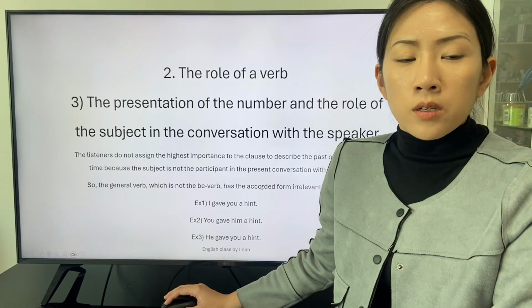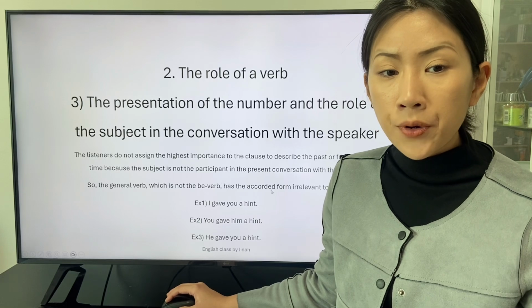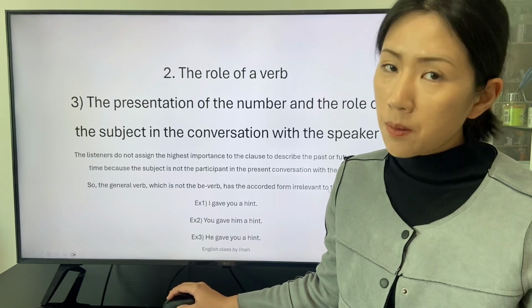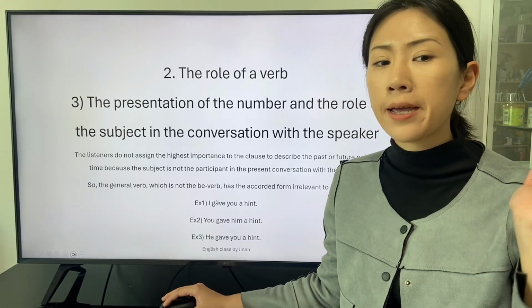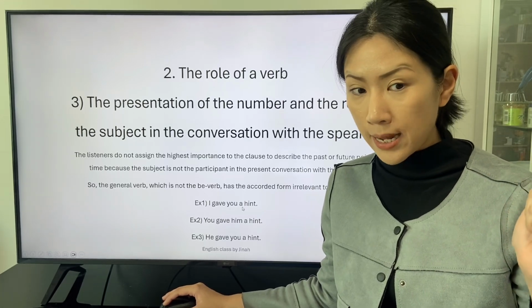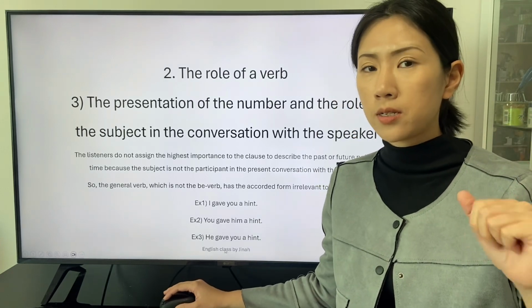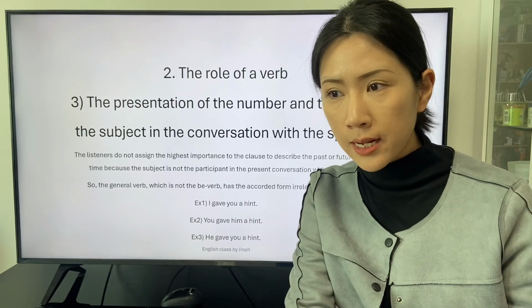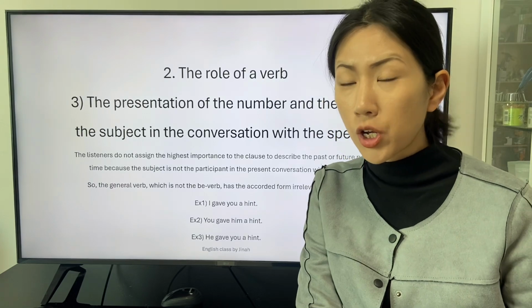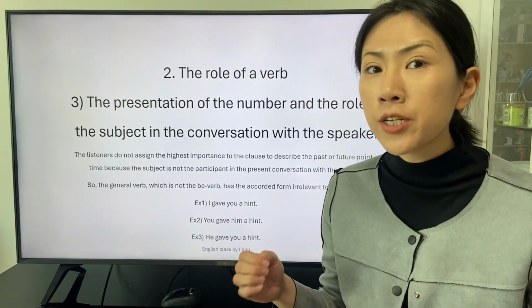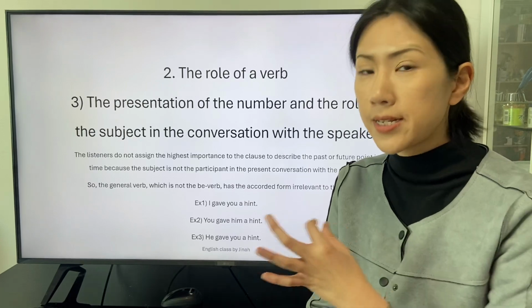So, the general verb, which is not the be-verb, has the accorded form irrelevant to the subject. There are three examples. The first one is that I gave you a hint. The second one is that you gave him a hint. The third one is that he gave you a hint. We can find the tendency that the form of the general verb does not reveal the information of the subject, who is not the participant in the present conversation.